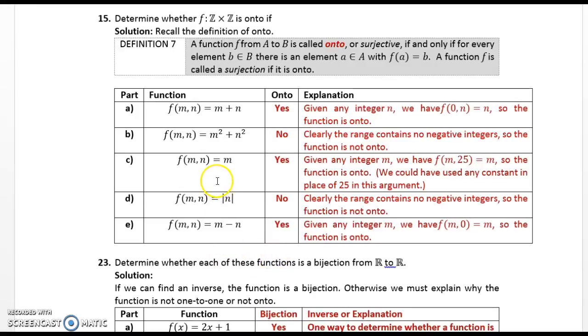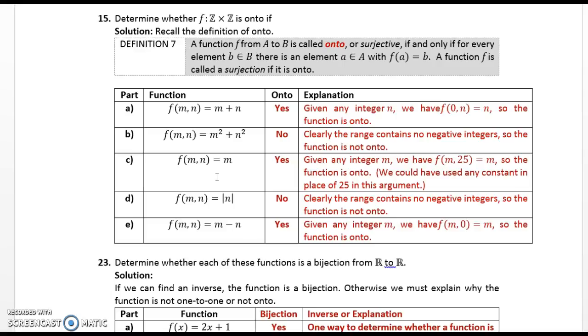Determine whether the function f from the integers to the integers is onto if f of m, n is equal to m plus n. Yes, given any integer n, we have f of 0, n equal n, so the function is onto. f of m, n equal m squared plus n squared. No, clearly the range contains no negative integers, so the function is not onto.